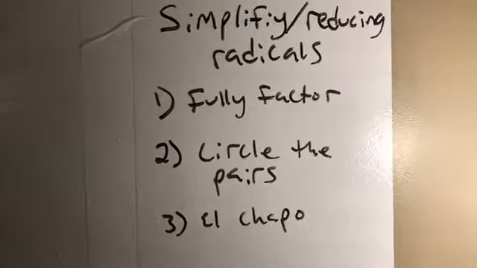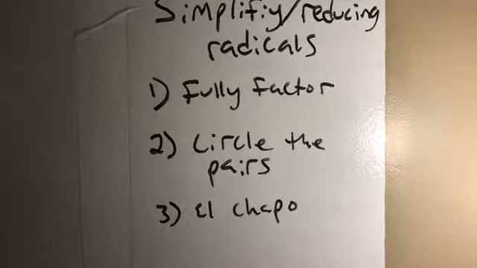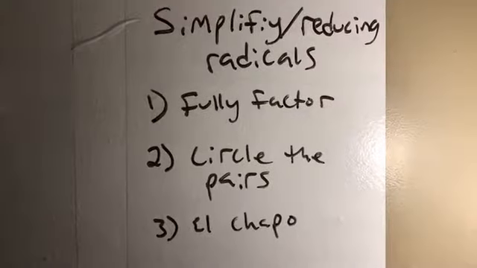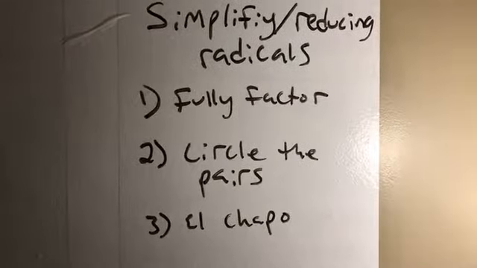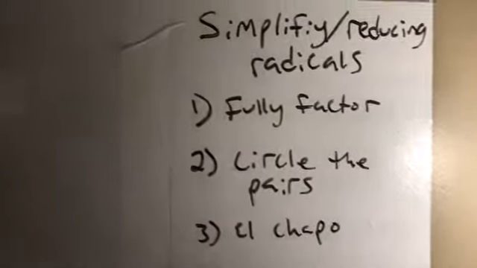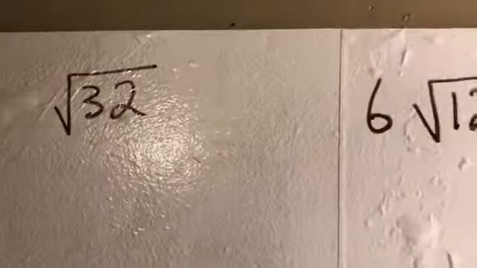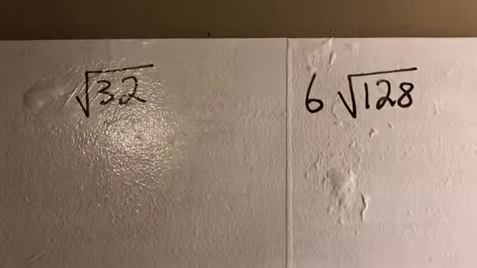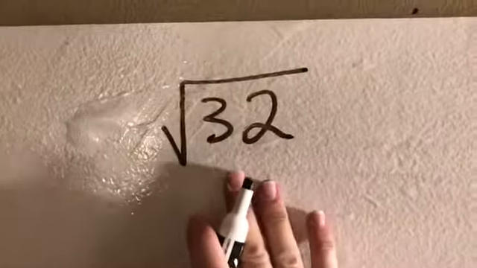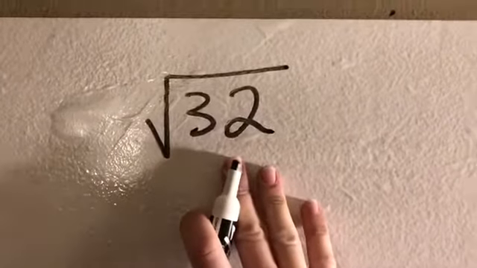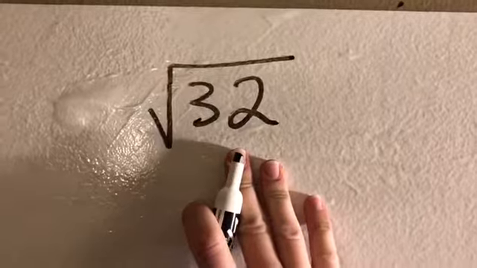We're going to fully factor, we're going to circle the pairs of factors, then we're going to use our El Chapo knowledge, knowing that El Chapo always escapes from jail, but he always has some help. So when I say radical, that just means it's another way to say roots or square roots. So right here, this is the square root of 32 or radical 32. It's the same word for the same idea.